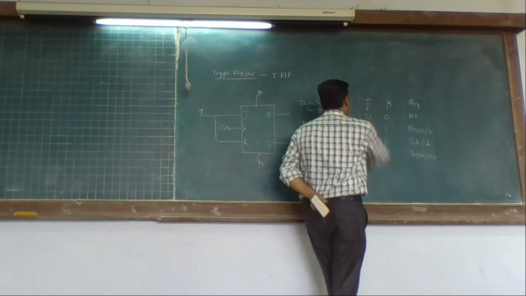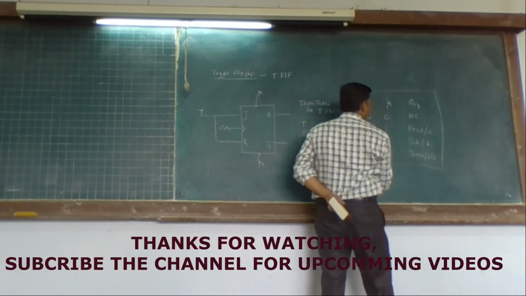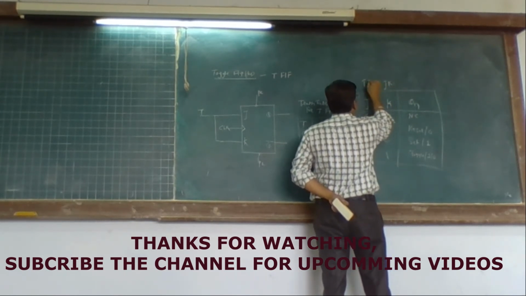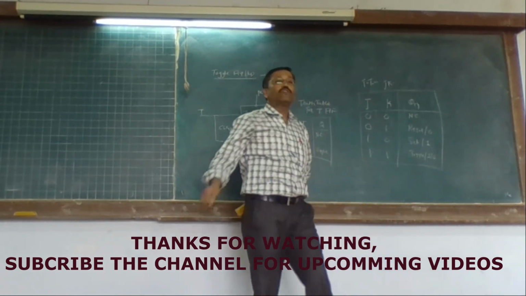That's right. And this is the truth table for the T flip flop, derived from the truth table for JK.